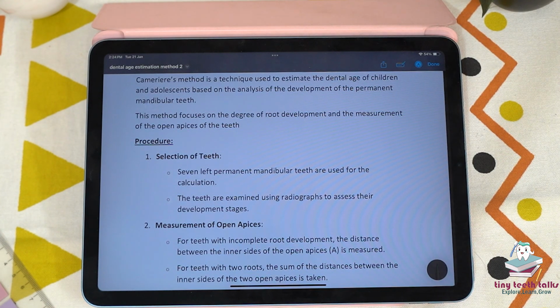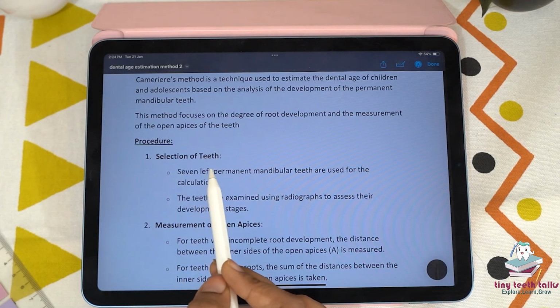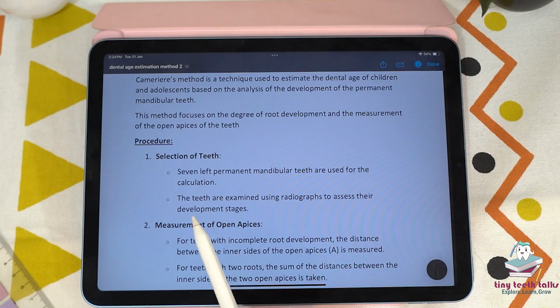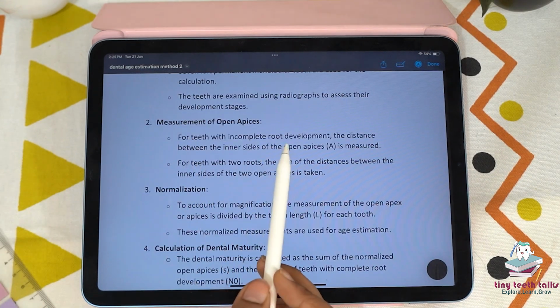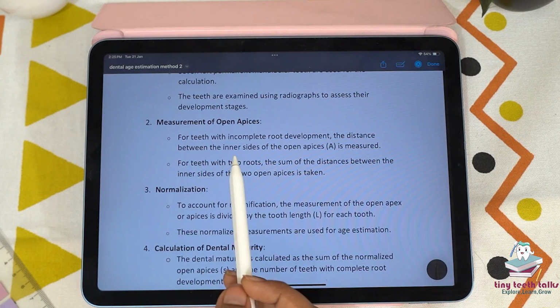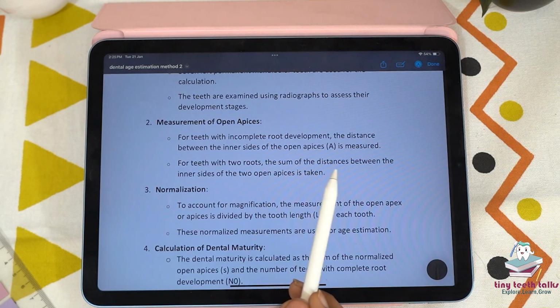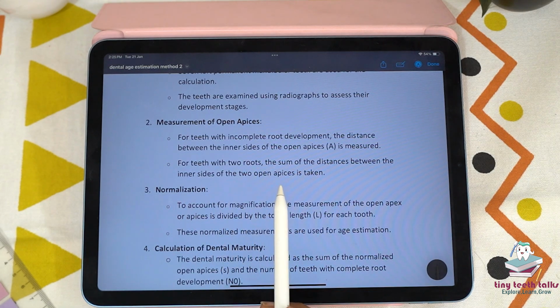Here is the procedure of how they formed the equation. First, selection of the teeth. The 7 left permanent mandibular teeth are used for the calculation. The teeth are examined using radiographs to assess their developmental stages. For teeth with incomplete root development, the distance between the inner sides of the open apices is measured, and for teeth with 2 roots, the sum of the distances between the inner sides of the 2 open apices is taken.